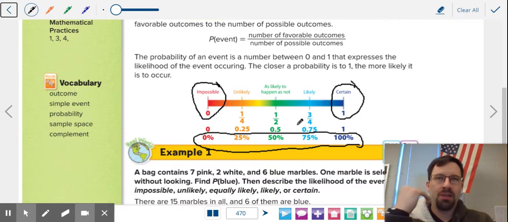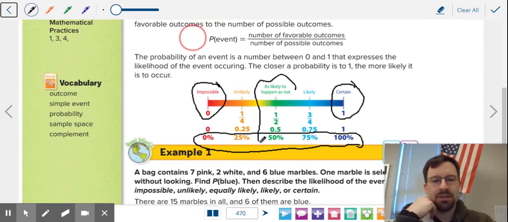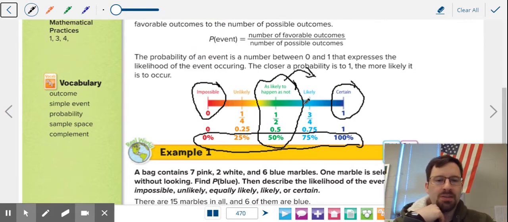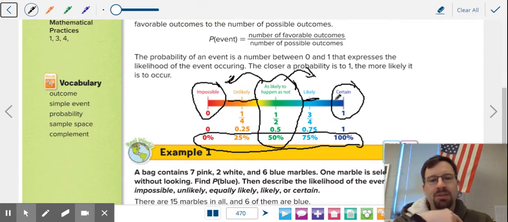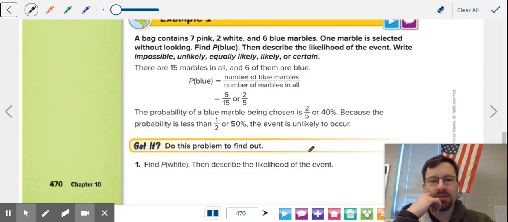If it's like a heads on a coin flip, it's a 50% chance. It's called equally likely. 50% chance here in the middle. And then if it's more than 50, it's just likely. And if it's less than 50, it's unlikely or less likely. Likely could also be said as more likely if you get closer to certain. Okay, so there's your 5 categories of likelihood. So let's jump right in.